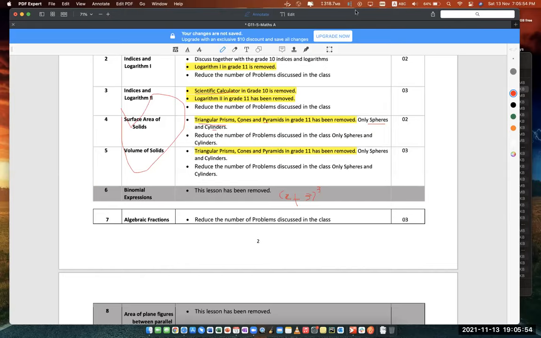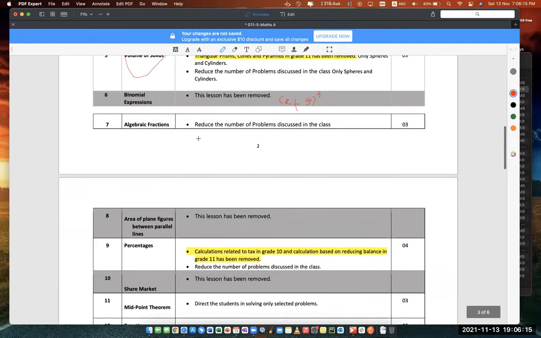Yes, it is confirmed. So it is sure. This is the syllabus given by the Ministry of Education. So this is confirmed. This is sure. The grade 11 binomial expressions is removed, but grade 10 the binomials will be there. Then algebraic fractions, there's not much change. It is only the reduction in the number of problems discussed.